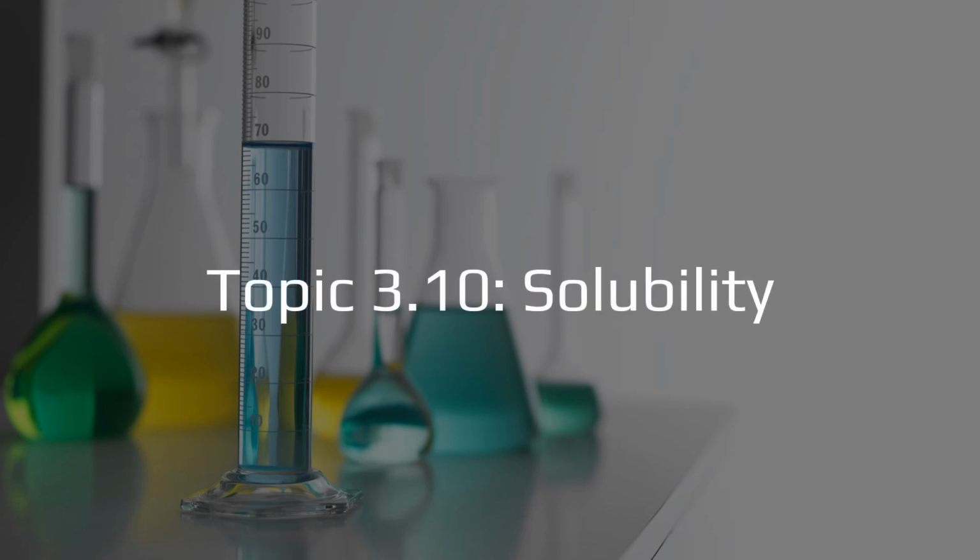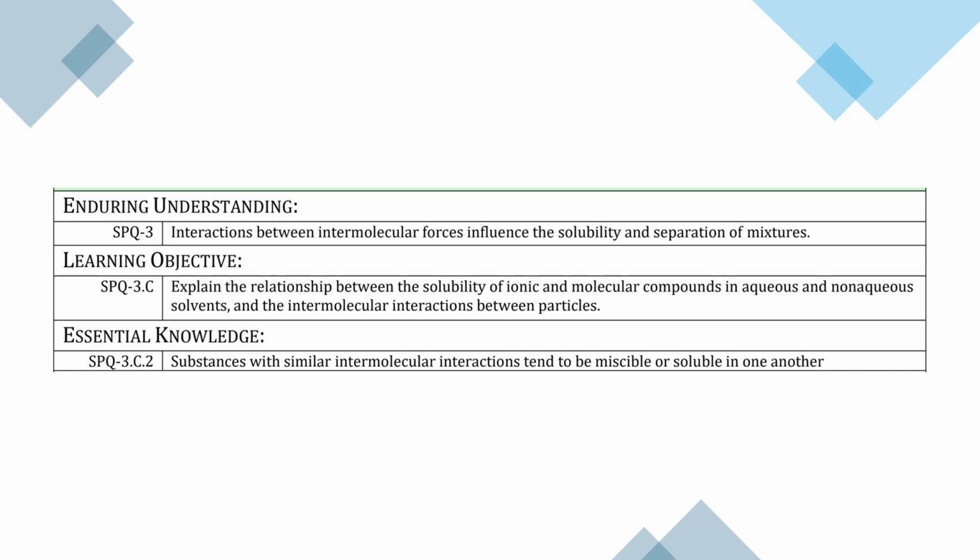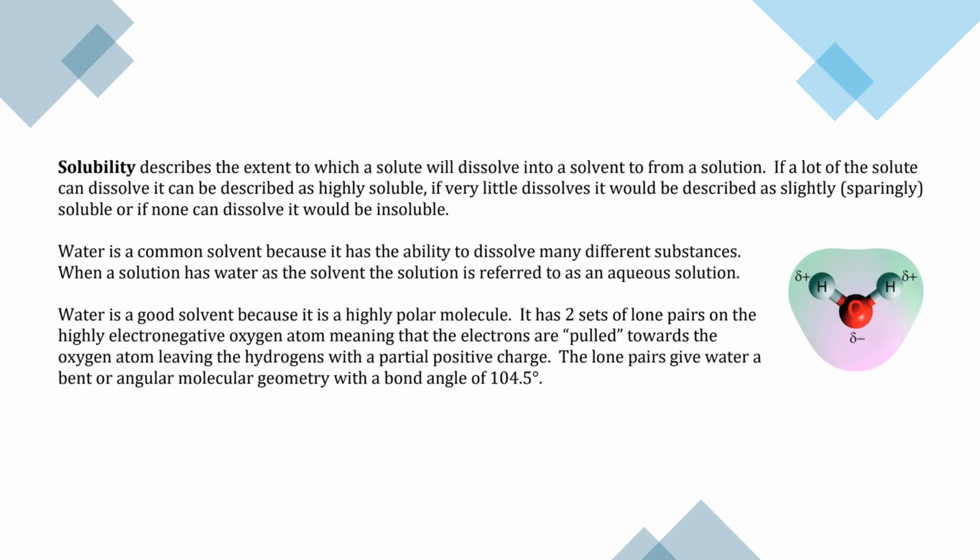This is going to be topics 3.10 and 3.11 for AP Chemistry. The objective for 3.10 is to be able to explain the relationship between the solubility of ionic and molecular compounds in aqueous and nonaqueous solvents and the intermolecular interactions between particles. So solubility describes the extent to which a solute will dissolve into a solvent to form a solution.